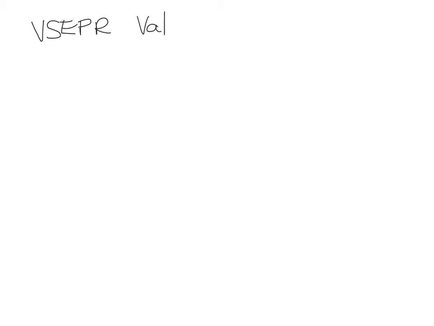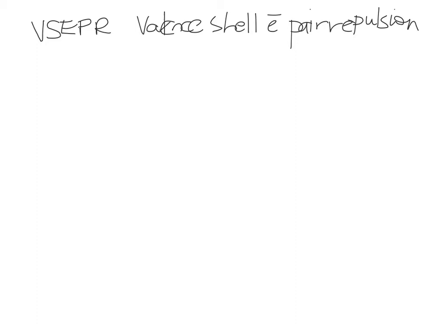We're going to look at one bonding theory, and that's VSEPR. This is valence shell electron pair repulsion. So our bonding pairs and our lone pairs in our valence shell are going to repel each other. Now, lone electron pairs take up more room, more space than bonding pairs.